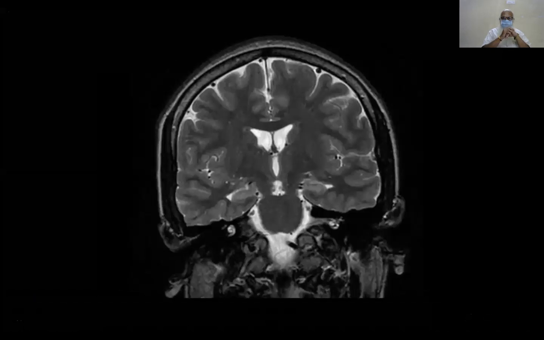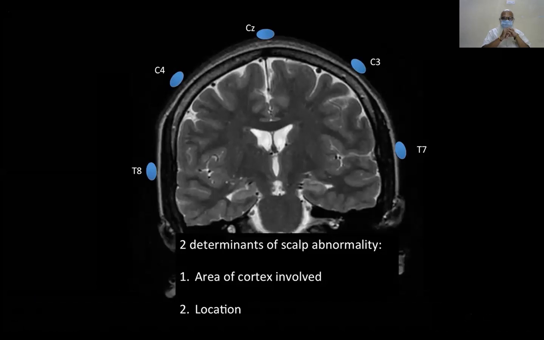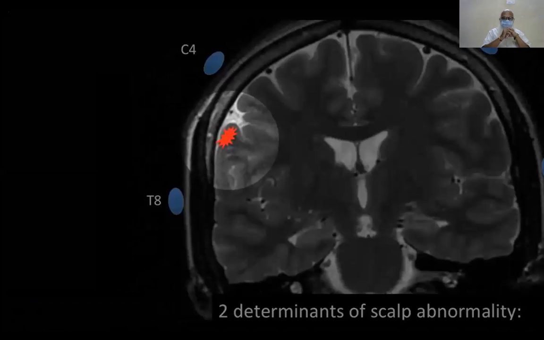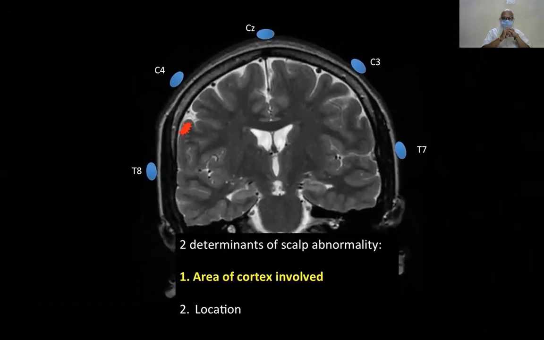To think about why some patients with epilepsy might not have epileptiform discharges, we can consider a couple of things. Here I have shown a coronal section of a brain. I have placed the approximate position of the standard EEG electrodes on this image. The two major determinants of seeing a scalp abnormality are the area of cortex involved and the location. For example, I have shown here a star which represents a small area of cortex that has synchronous abnormal electrical activity. Because this area is small, it might not be picked up by the overlying electrodes.